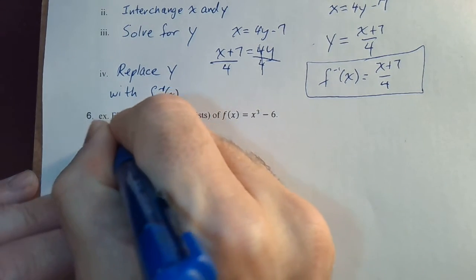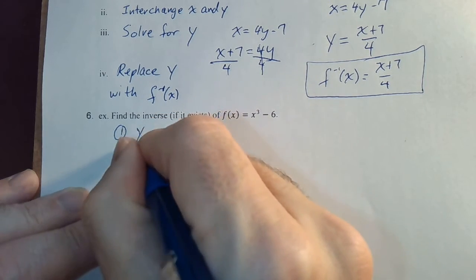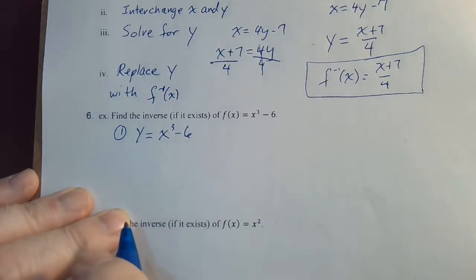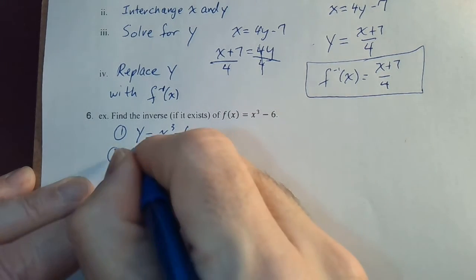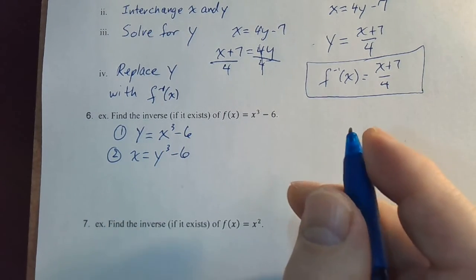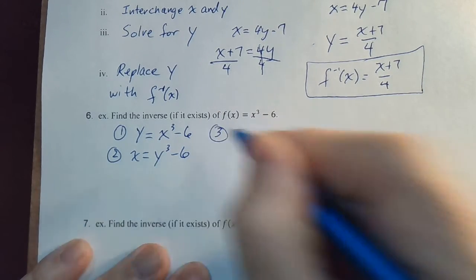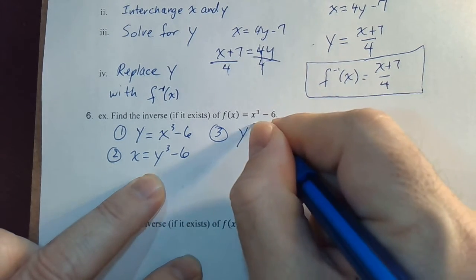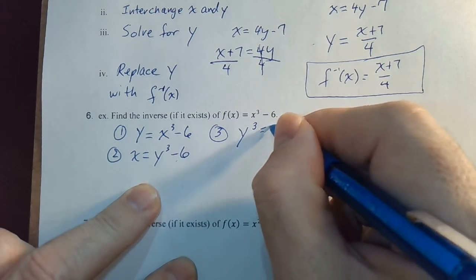So step 1, replace the f of x with y. y equals x cubed minus 6. Step 2, interchange x and y. So x equals y cubed minus 6. And now we do the arithmetic. Step number 3, solve for y. So what's y cubed equal to? We'd add 6 to both sides and we get x plus 6.